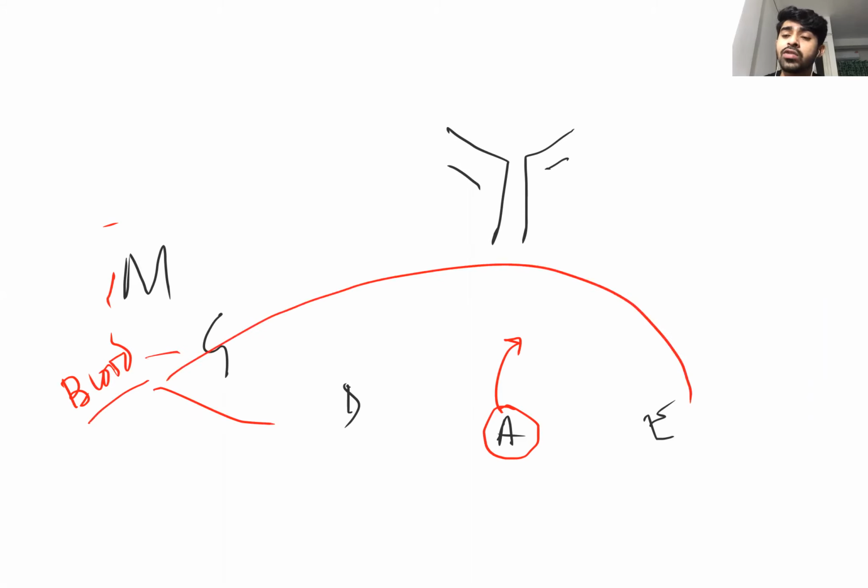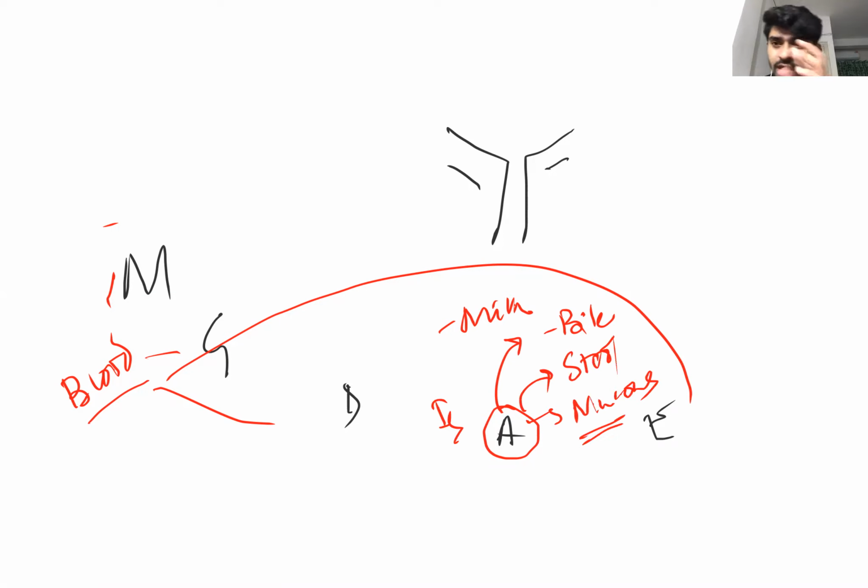But A is something you can get in the milk, in the bile. As you are getting immunoglobulin A in the bile, you can also get immunoglobulin A in the stool, and in the mucus. So these are the different sites of secretions of immunoglobulin A. It is not present only in blood. Yes, it is present in blood as well, but apart from the blood, it is also secreted with different types of secretions in the body.